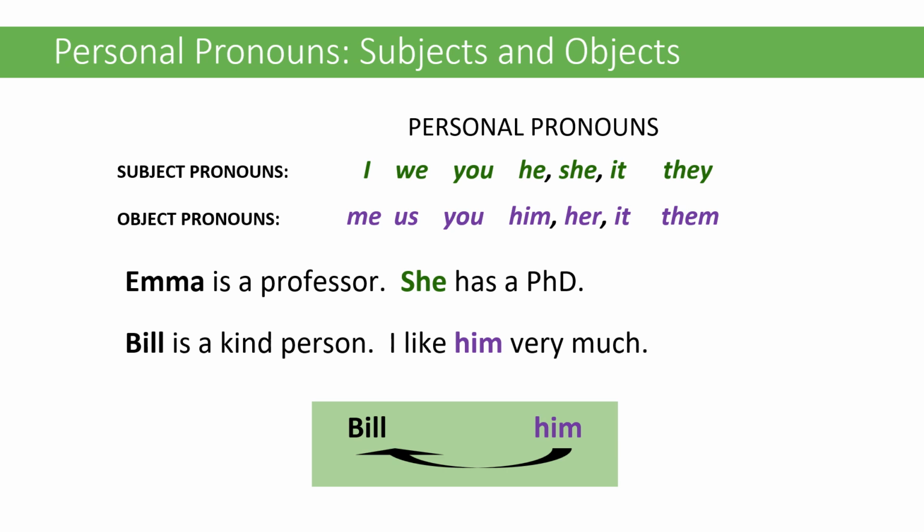Look at the examples. Emma is a professor. She has a PhD. Emma is the subject of the sentence. We can replace Emma with the subject pronoun she. Bill is a kind person. I like him very much. Bill is the object of the verb like. We can replace Bill with him in this sentence.